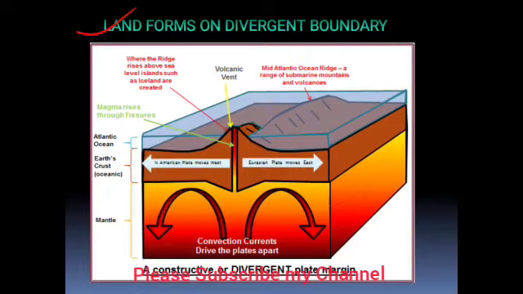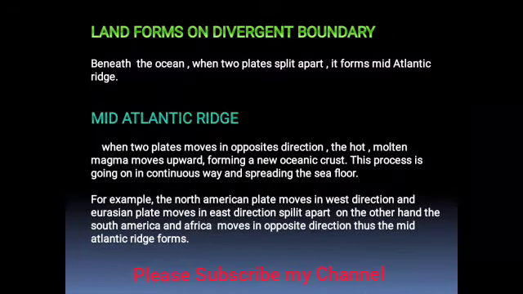When the North American plate moves in the westward direction and the Eurasian plate moves in the eastward direction, due to the movement in opposite directions, there is a continuous upwelling of magma, and it is deposited on the seabed. This process is continuously going on, and the mid-oceanic ridge is formed. When two plates split apart from each other, that time the Mid-Atlantic Ridge is formed. The best example is the movement of the North American and Eurasian plates.